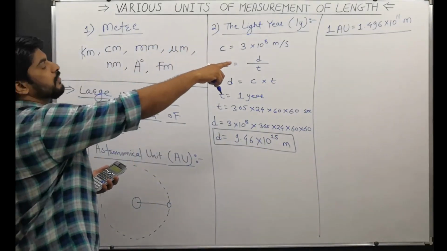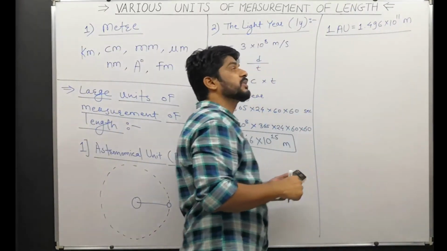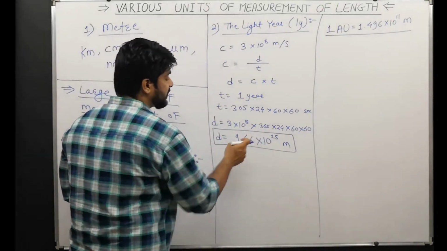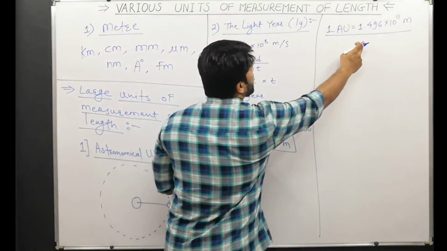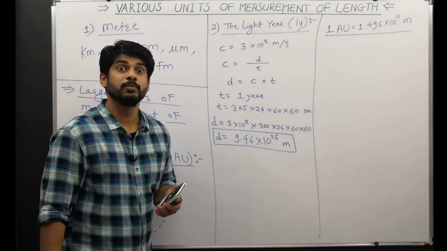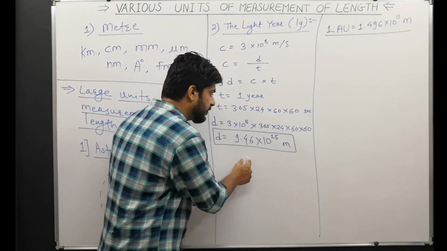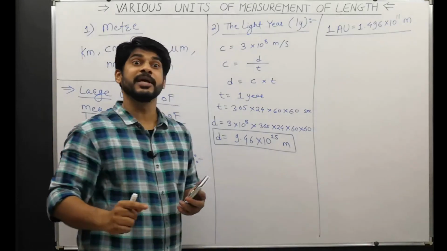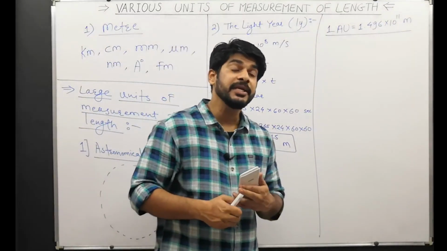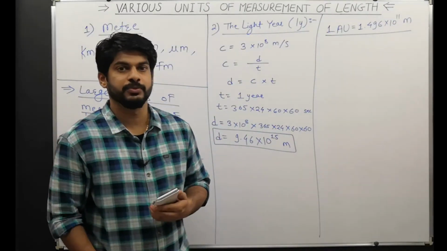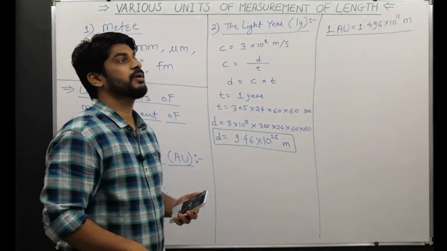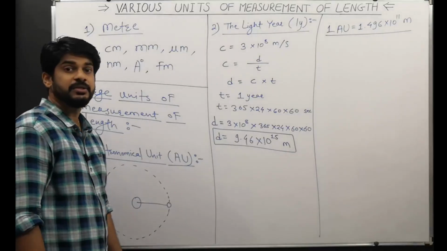Over there we saw the value of 1 astronomical unit. It is about 10 raised to 11. Here we can see it is much bigger than this. In fact, look at this number, this is 9.46, this is almost 10. So if we consider this as 10, then 10 into 10 raised to 15 will be 10 raised to 16. So that means the distance traveled by light in 1 year in vacuum is about 10 raised to 16 meters.